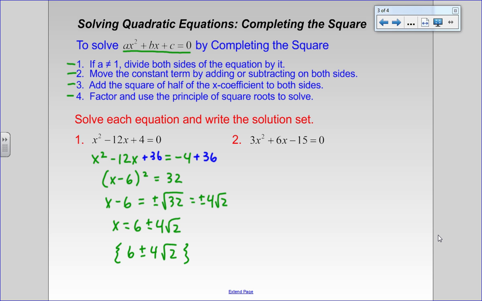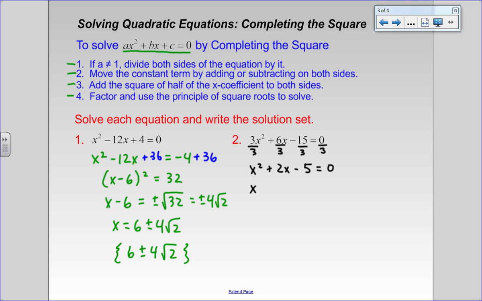Let's look at a second example. 3x squared plus 6x minus 15 equals 0. In this case, a is 3. So we'll begin by dividing both sides of the equation by 3. As we do so, remember we need to divide all 3 terms on the left-hand side. So we have x squared plus 2x minus 5 equals 0.